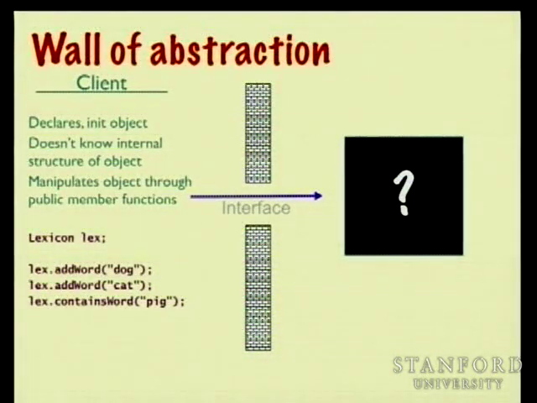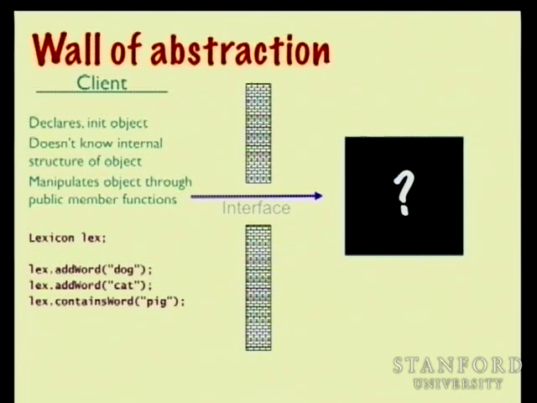Add this word, add that word. Does it contain this word? And that there is this big wall, and you can think of what's on the inside as a black box. The black box is the microwave, right, that you push buttons and food gets hot. How does it really work? Who knows? You don't open up the back, you don't dig around in it. And this little chink here is the interface.